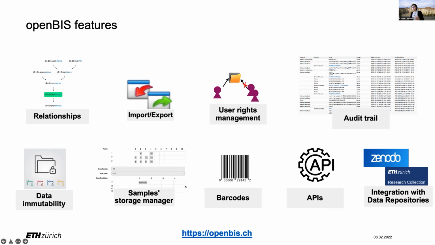For experimentalists, we offer the possibility to visualize the storage of their samples. You have the possibility to customize the fridges and freezers that you have in the lab, and then you can visualize where your samples are located in these storages. We also offer support for working with barcodes. So if you have barcodes assigned to samples, you can scan these barcodes and then recognize your samples in OpenBIS connected to this barcode.